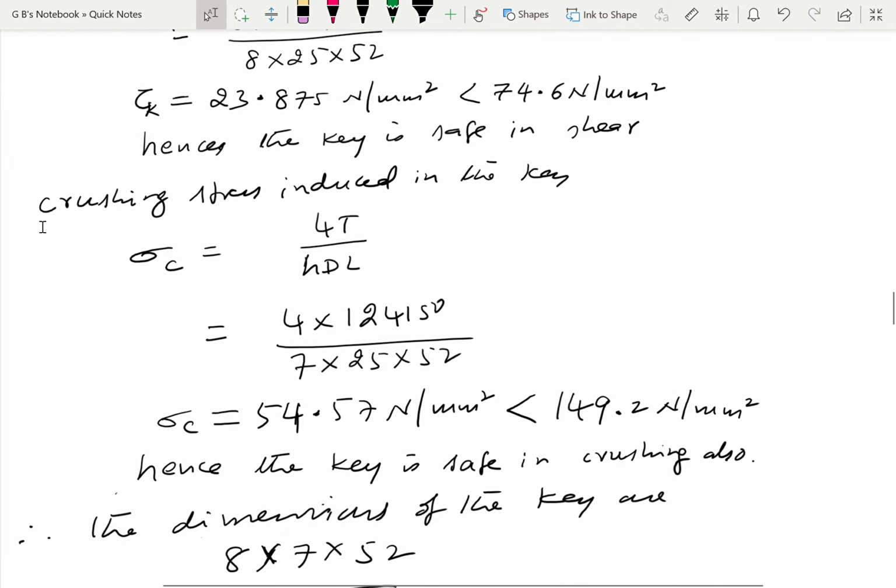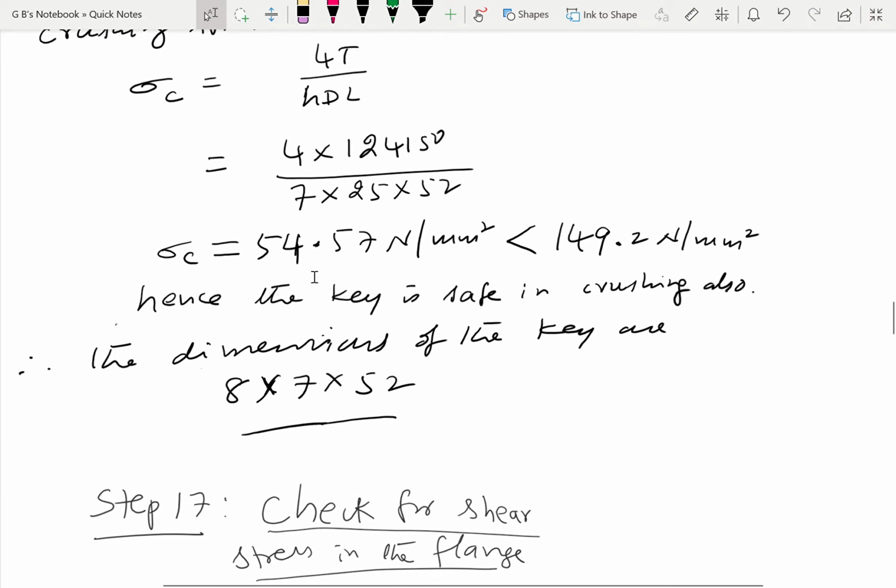Next we have crushing stress induced in the key. Sigma c is equal to 4T divided by H D L. H is thickness of the key, we have substituted. After substituting all the values, we obtain crushing stress as 54.57 Newton per millimeter squared, which is less than 149.2 Newton per millimeter squared. This is allowable crushing stress or maximum stress in the key material. So hence the key is safe in crushing also. Therefore the dimensions of the key are 8 by 7 by 52, that is width, thickness and length.